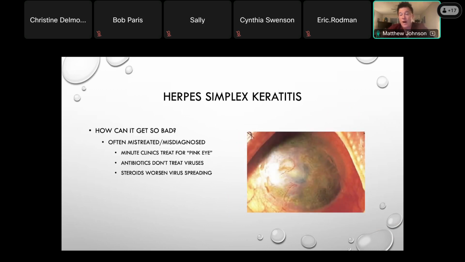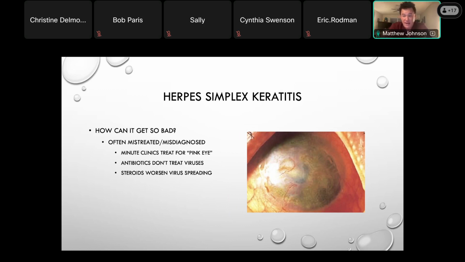So oftentimes, why does it get so bad? We've got all these urgent care places, and God love them. They do help out the medical community so much because there's way too many people and way too few doctors anymore out there. But people are going to these urgent care facilities for eye problems, and they don't have equipment to look at the eyes. Are you kidding me? So therefore, it's often misdiagnosed or mistreated, and they think it's pink eye.